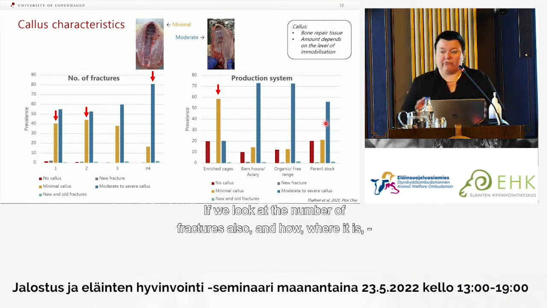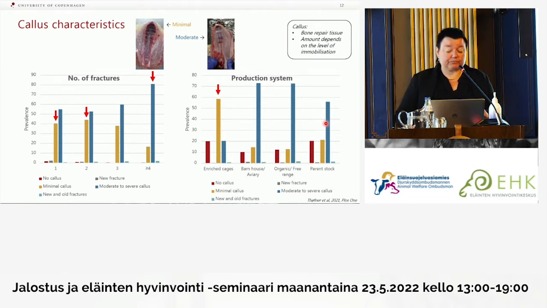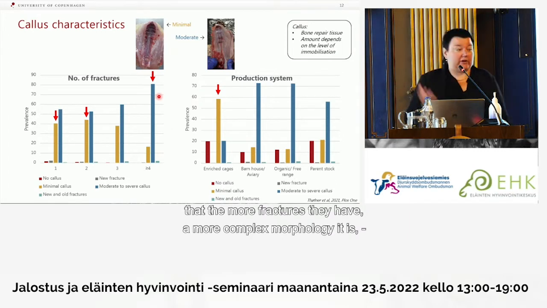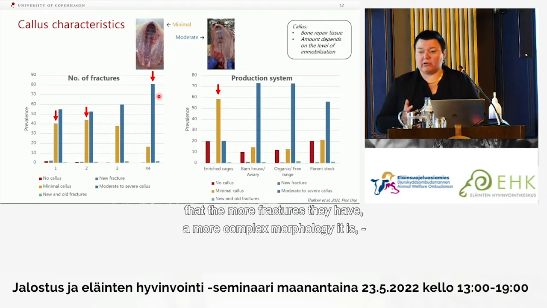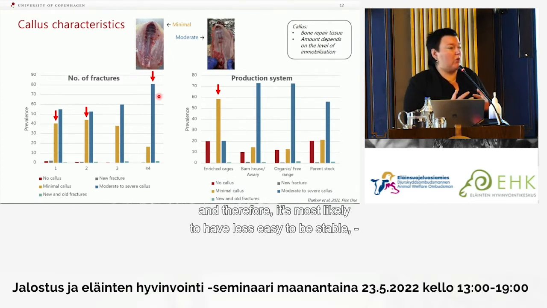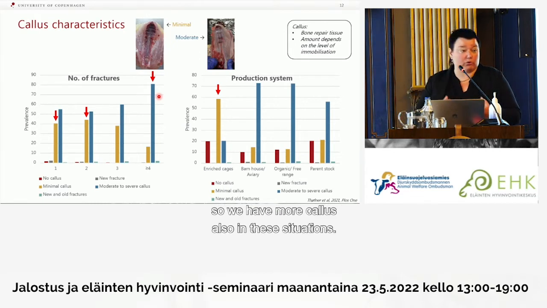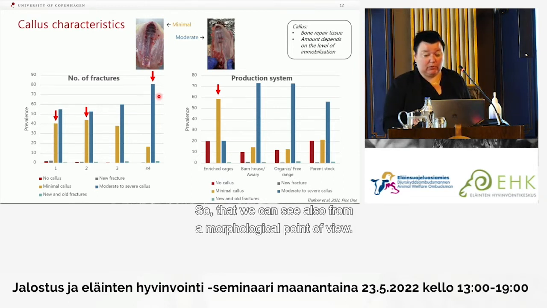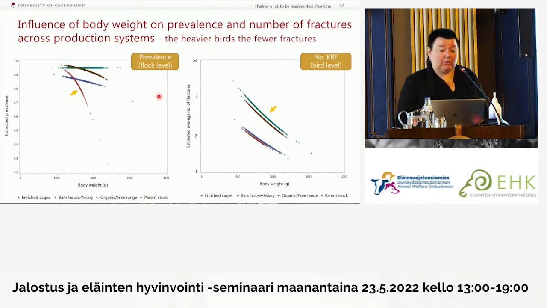If we looked at the number of fractures and where it is in terms of callus formation, you can see how the blue line rises, where we have moderate to severe callus. The more fractures they have, the more complex the morphology is, and therefore it's less likely to be stable, so we have more callus in these situations. So that we can see also from a morphological point of view.